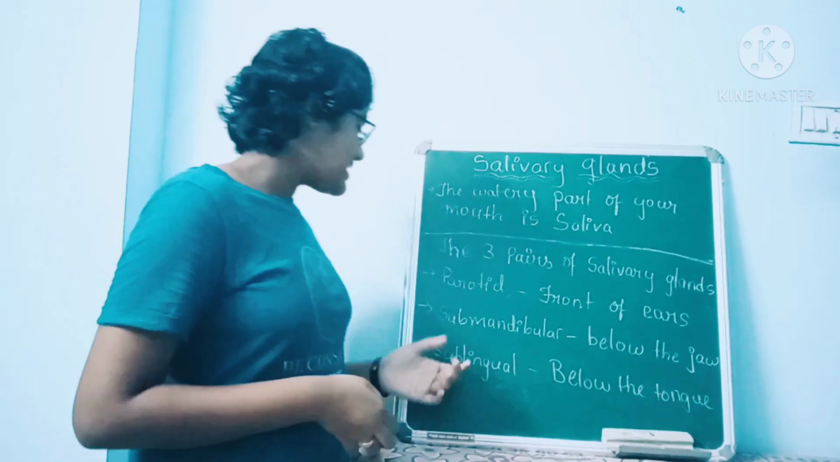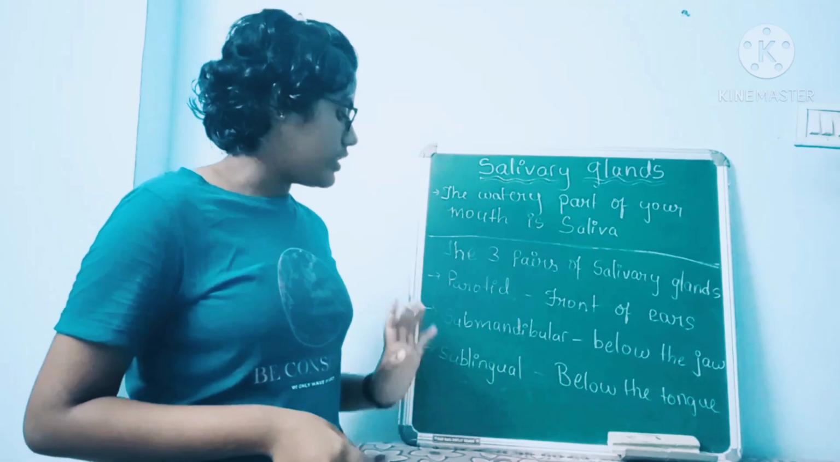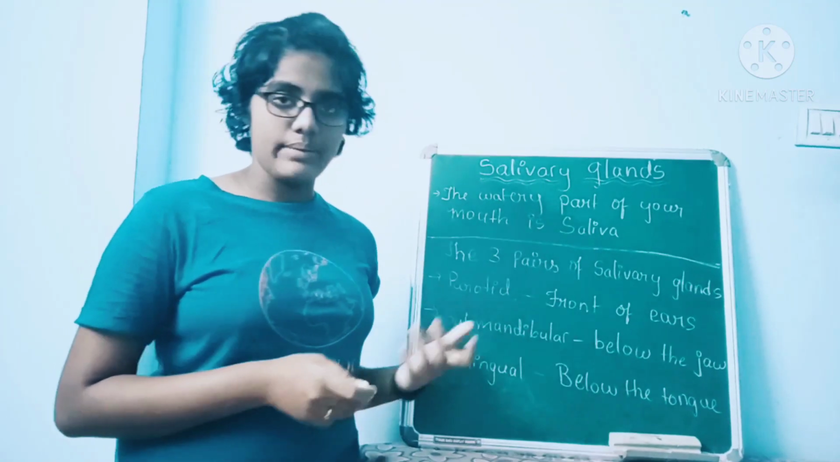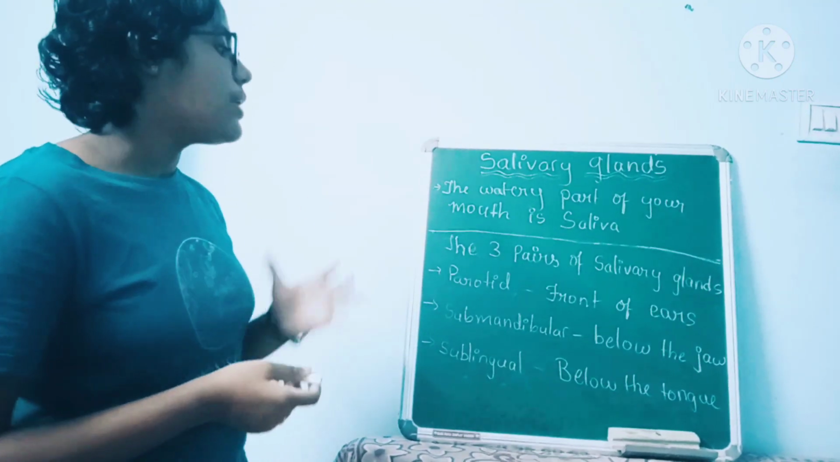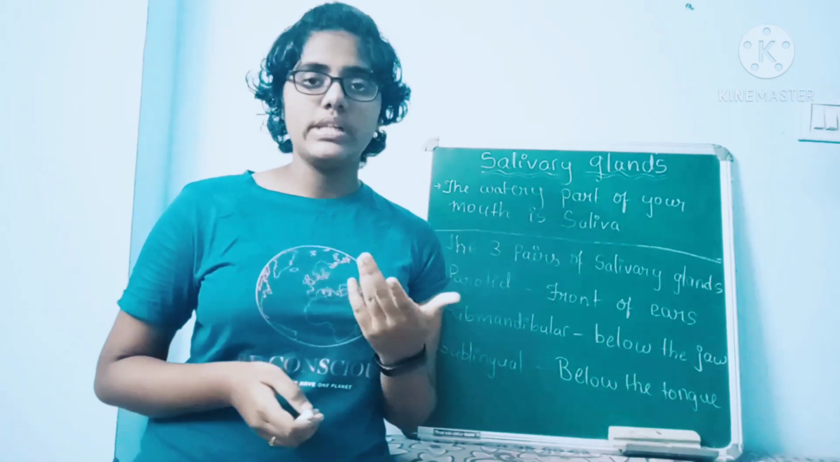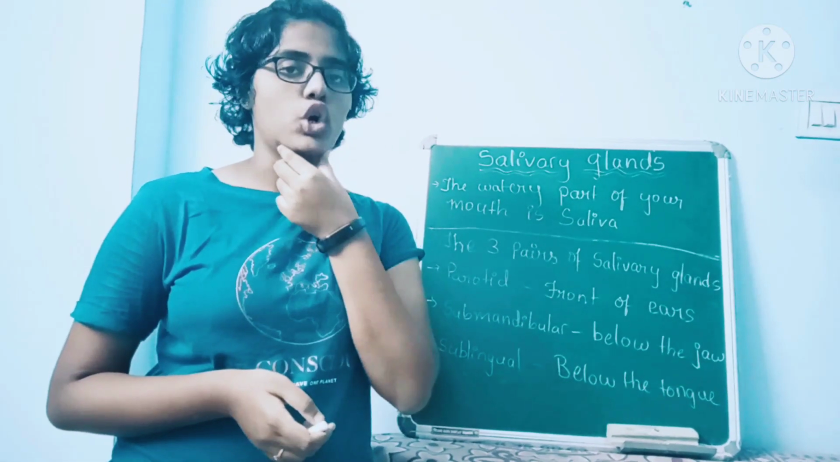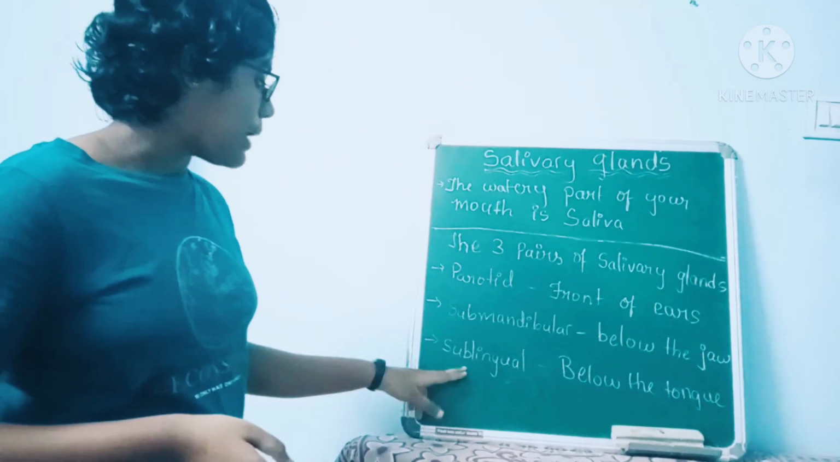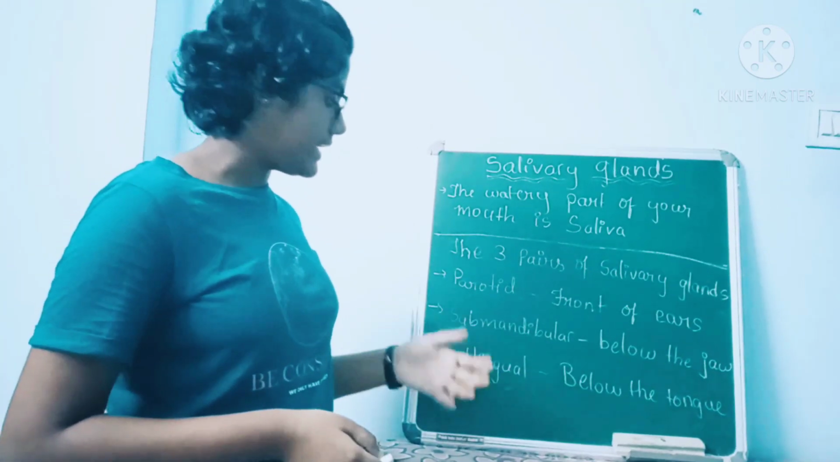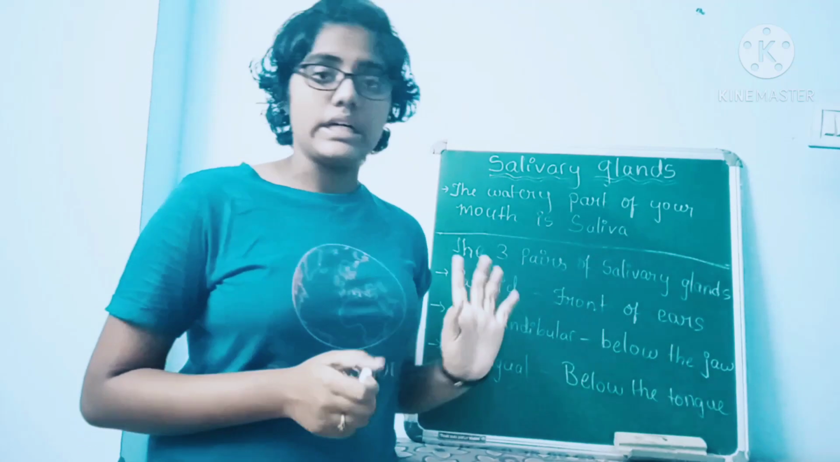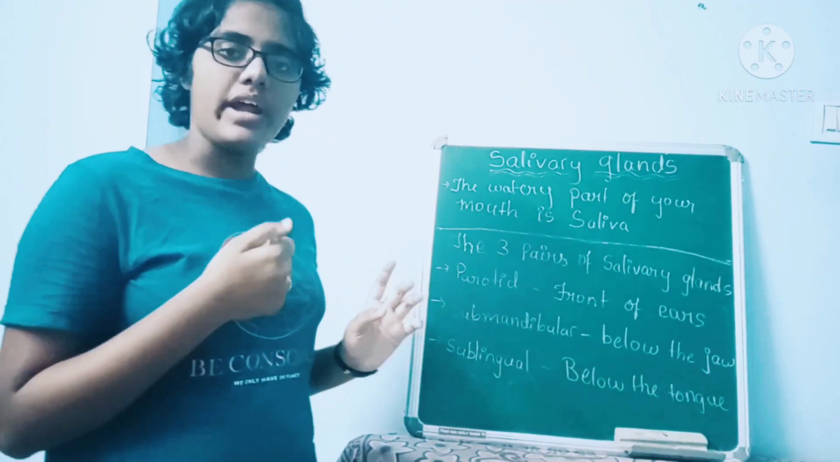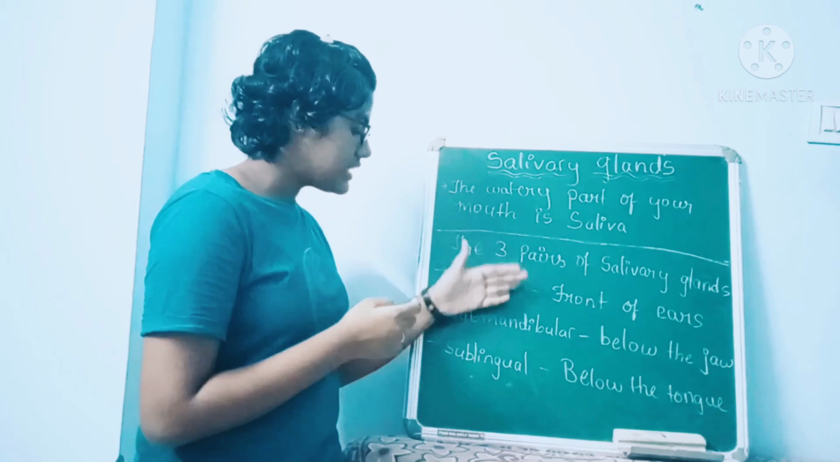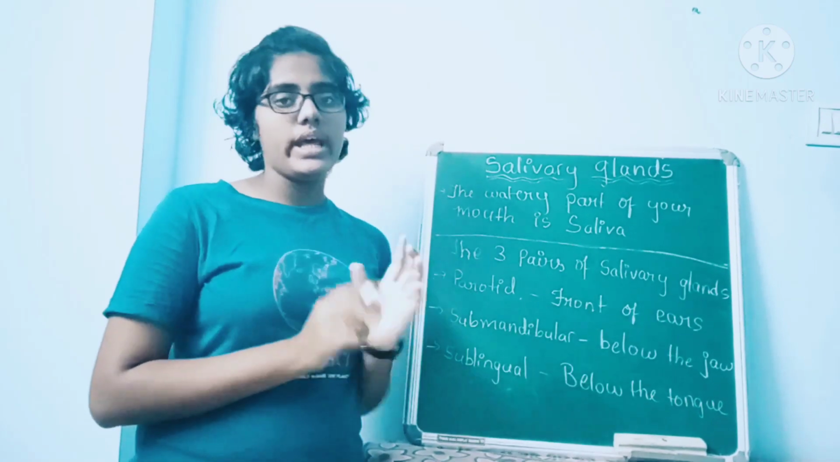Okay. Next is submandibular. The submandibular pair is present below the jaw. Below the jaw means below the lower jaw, here. Next is sublingual. The sublingual gland is below the tongue, here, right? So these are the 3 pairs of salivary glands.